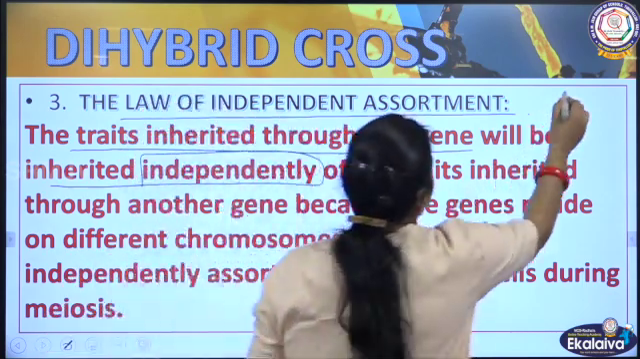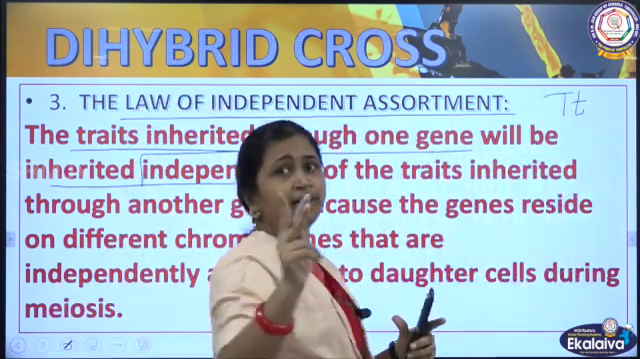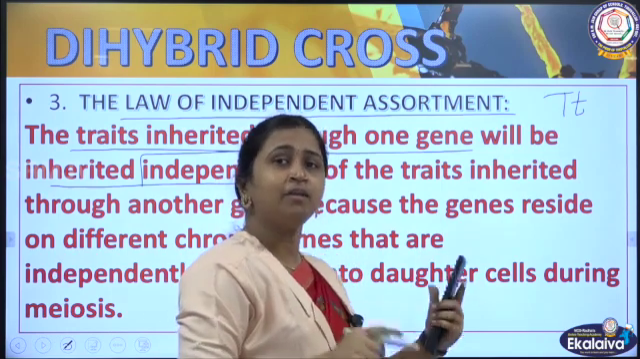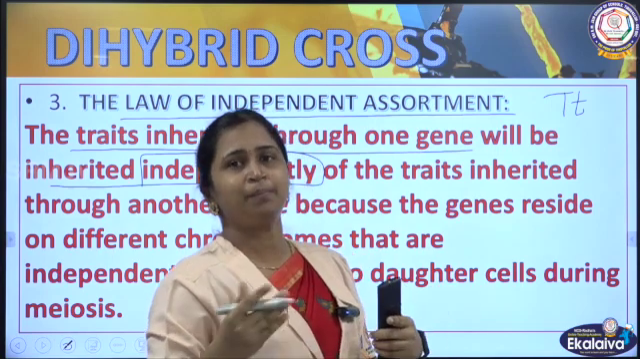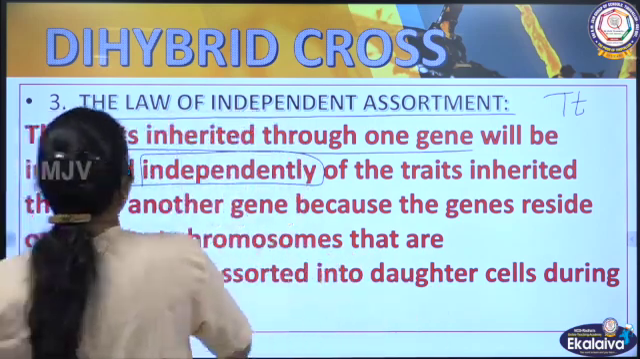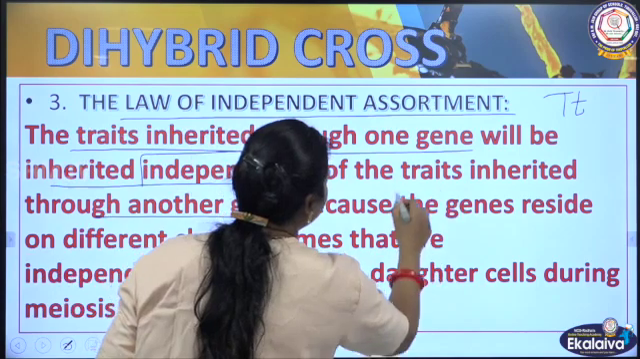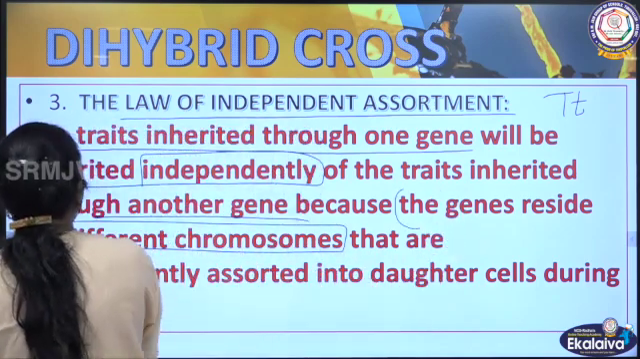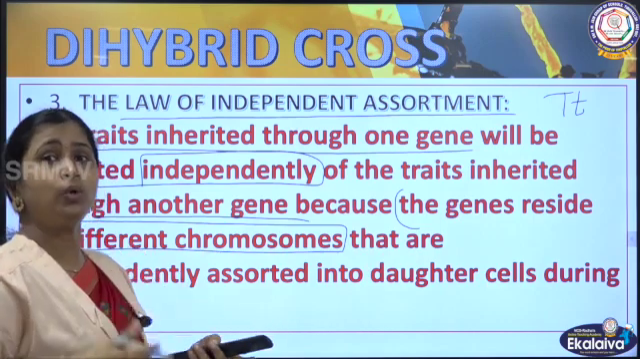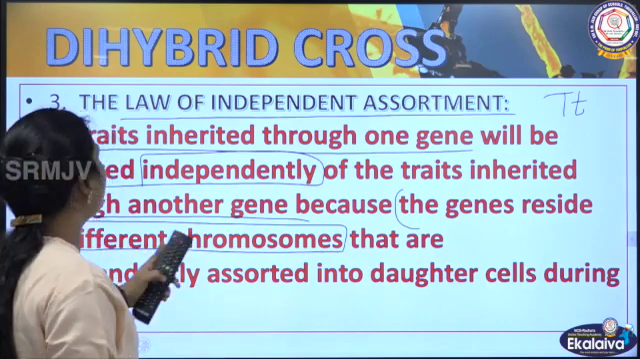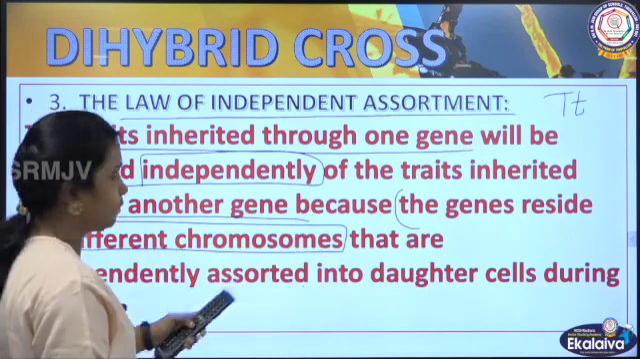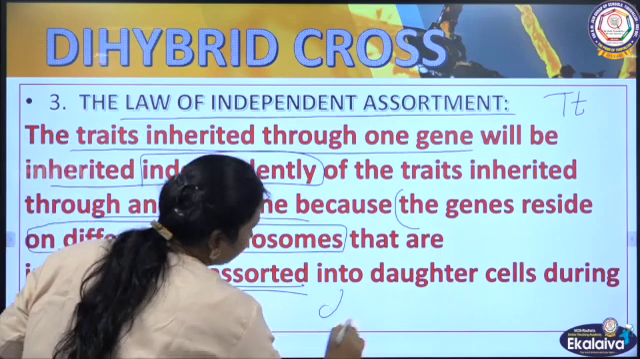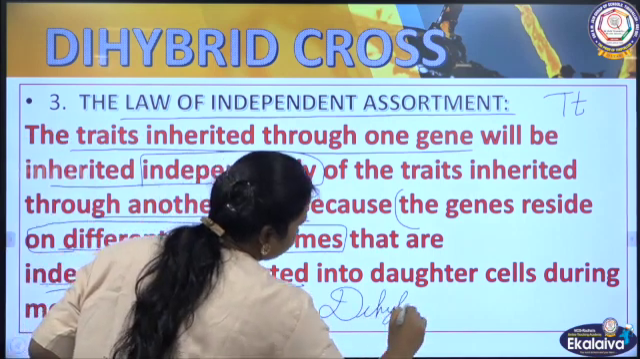Whereas when you take one single character, they are dependent. But when you take 2 different characters, they are independent, through another gene, because the genes reside on different chromosomes. This is the reason why they show independently, because they are there in different chromosomes. That is why you call it independent assortment. And here I am going to talk about the dihybrid cross.